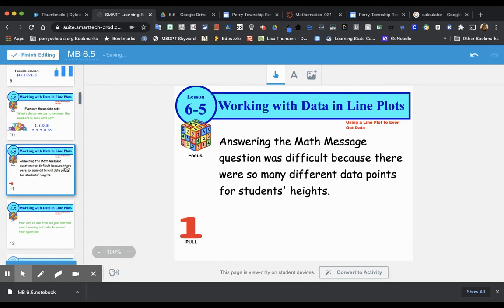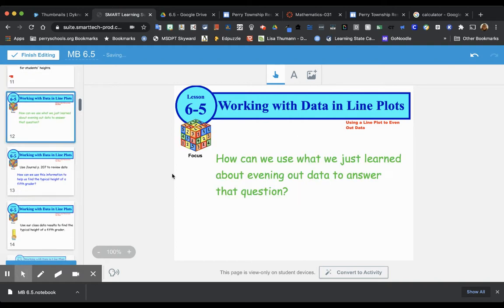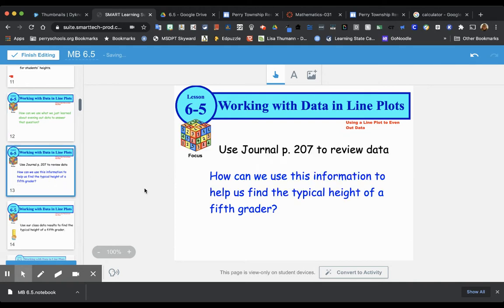So answering the math message question would be difficult because there'd be so many different data points from students' heights. How do you think we could use what we just talked about, what we just learned about evening out data, to answer that question? I want you to go ahead and look at page 207 in your journal to review some data. And ask yourself this: how can we use this information here to help us find the typical height of a 5th grader? What can we do there?